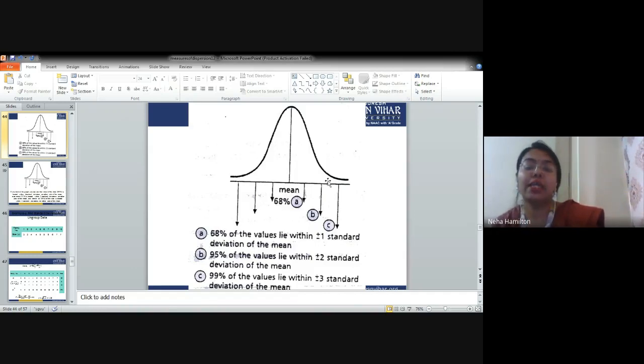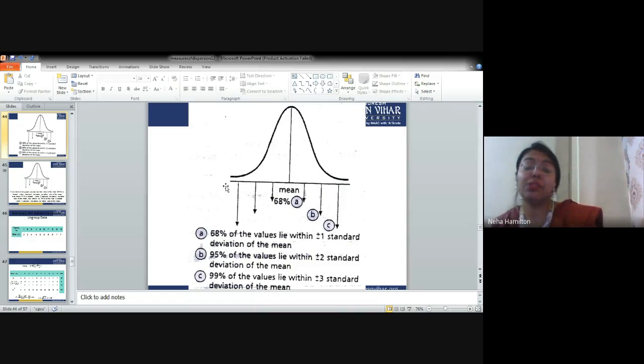Now, let's take b as standard number 2. So 95% of the values lie within plus minus 2 standard deviations of the mean. This is the second line that you can see. So we are marking plus 2 on the right side and minus 2 on the left side, right? So 95% of values will lie between plus b and minus b, or plus 2 and minus 2.